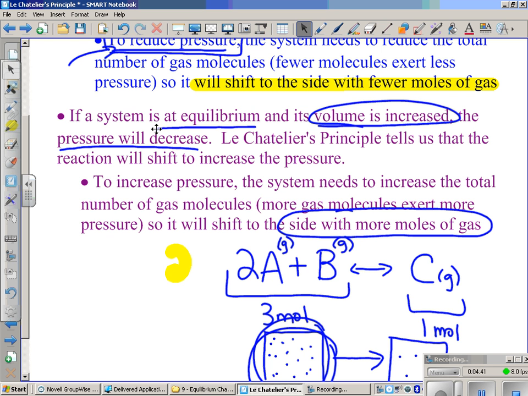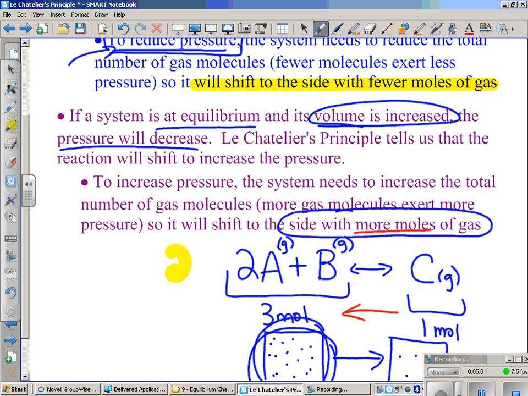So if we were still looking at this same scenario that we had been looking at before of 2A plus B is in equilibrium with C, if we were wanting to shift to the side with more moles, we would have shifted to the left. We would have made C decompose back into A's and B's, because now we'll have 3 times as many particles bouncing around in this container.